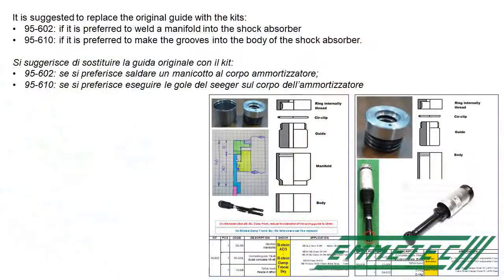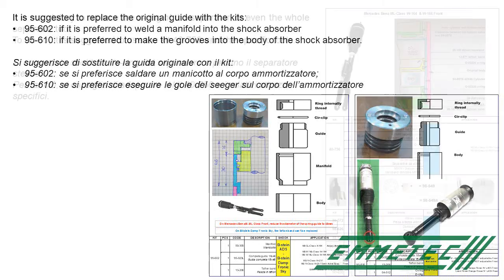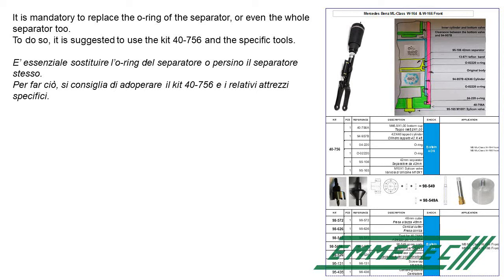It is suggested to replace the original guide with the kit 95602 if it is preferred to weld the manifold into the shock absorber, or the kit 95610 if it is preferred to make the grooves into the body of the shock absorber. It is mandatory to replace the O-ring of the separator, or even the whole separator too. To do so, it is suggested to use the shown kit.